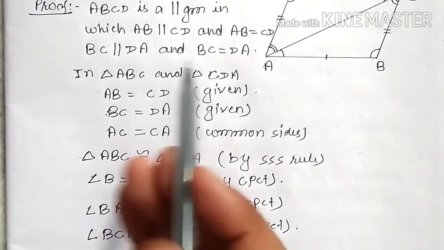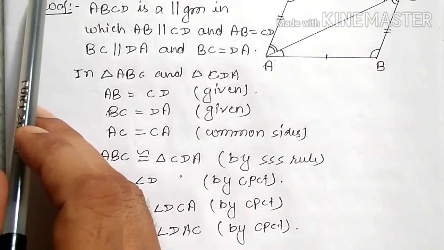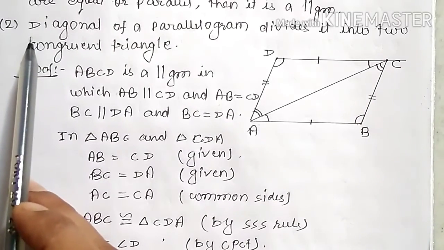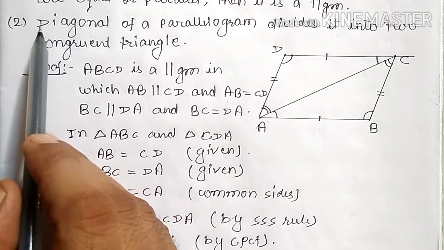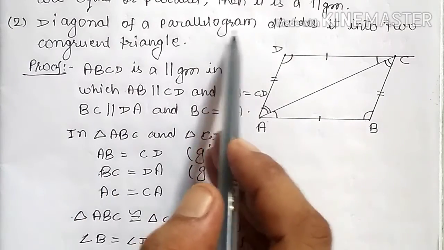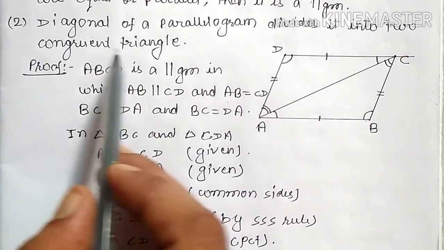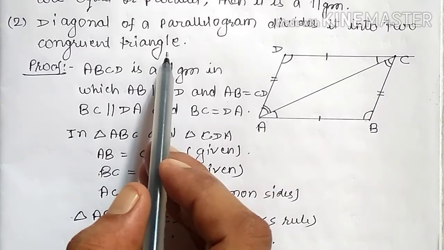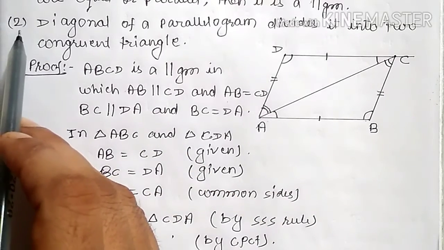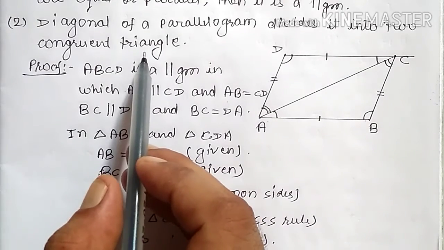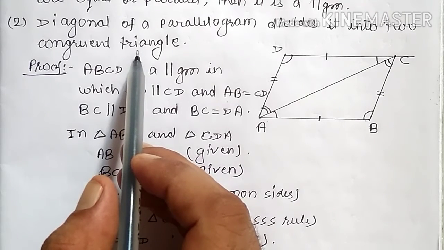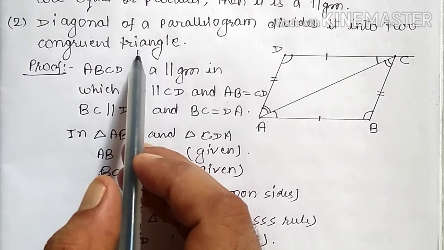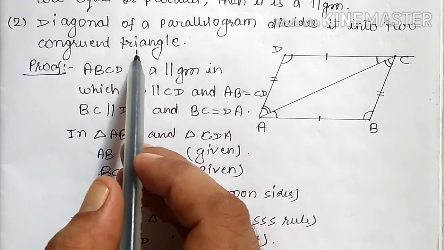And the reverse of this property is also true for the parallelogram. What is the second property? Diagonals of a parallelogram divide it into two congruent triangles, or we can say the reverse of this property: in a quadrilateral, if the diagonal divides the quadrilateral into two congruent triangles, then it is a parallelogram.